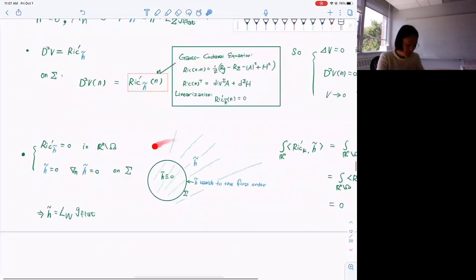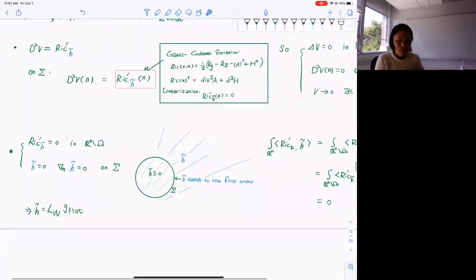We consider the exterior region that has this H tilde. We know H tilde vanishes to the first order on the boundary. Therefore, we can extend H tilde by 0 inside. So we get a globally defined two-tensor H tilde on Rn, which is C1 smooth. And we can prove that it is actually a weak solution to the Ricci flat equation.